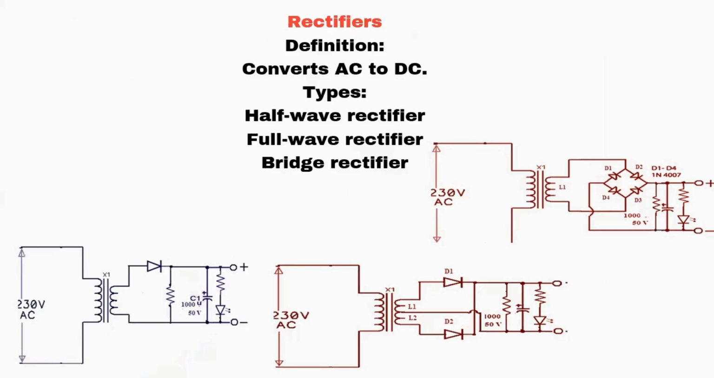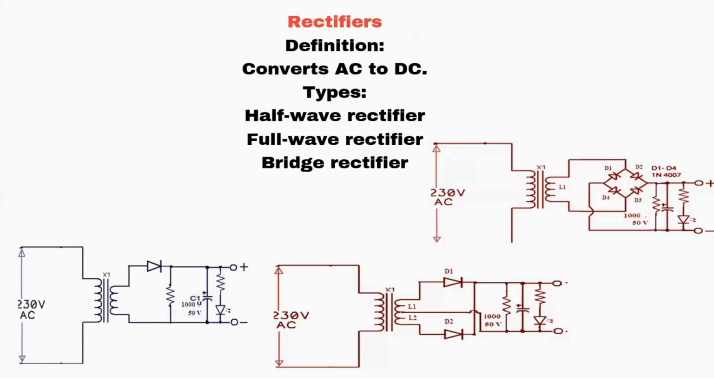Half wave means only half of the cycle. That is AC cycle. Half of the cycle is rectified by using only one diode. Whereas full wave rectifier uses a center-tapped transformer. That is, you have three terminals on the secondary side of the transformer that we have already discussed in the transformer section. So here we use two diodes. And bridge rectifier is nothing but a combination of four diodes. So mostly you will find four diode combination, we call it as a bridge rectifier.